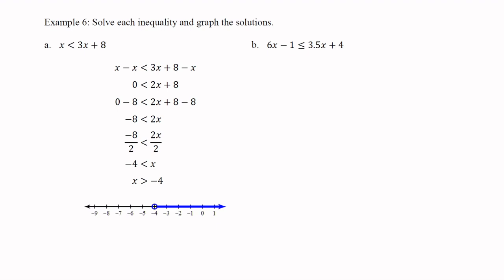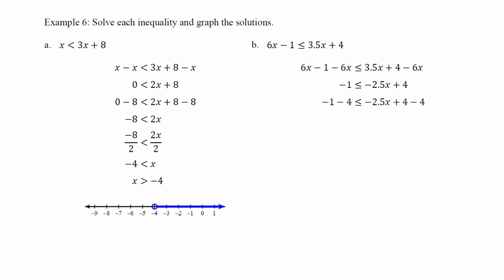For B, we have 6x minus 1 is less than or equal to 3.5x plus 4. We're going to start by moving the variable, subtract 3.5x from each side, or you can subtract 6x from each side. Either way works. In this way, we subtract 6x from each side. We get negative 1 is less than or equal to negative 2.5x plus 4.